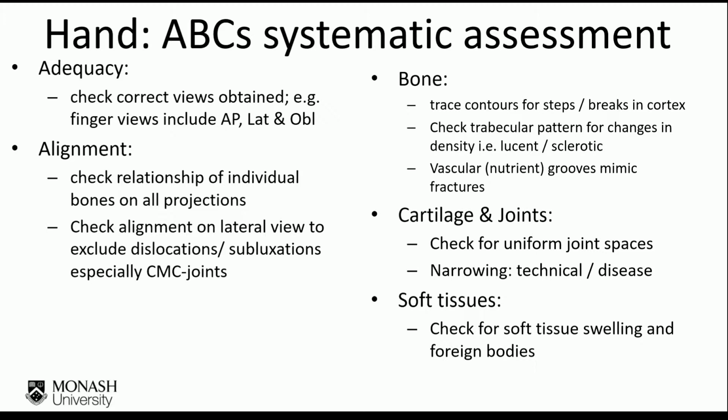Then for cartilage and joints, check for uniform joint spaces, and then if there's any narrowing in the joint spaces, remember this could be positional, so it could be technical or it could be pathology. For the soft tissue, check for any signs of soft tissue swelling, as that could indicate the area that you need to look at very carefully, but also look for signs of any foreign bodies, for example, a glass in the soft tissue.